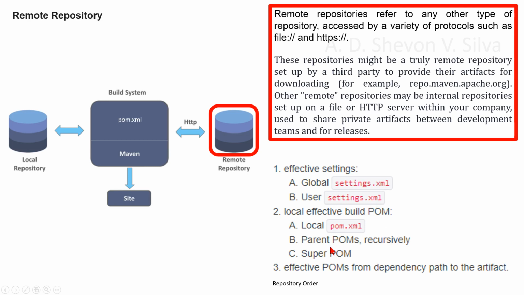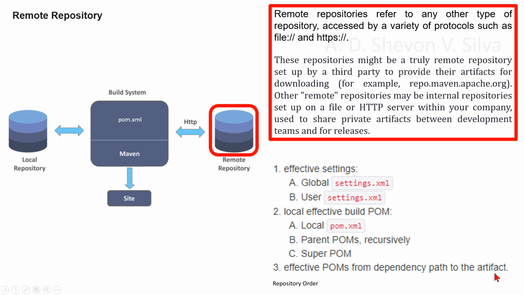Remote repository URLs are queried in the following order for artifacts until one returns a valid result. The effective settings, then global settings.xml, then user settings.xml, the local effective build POM, the local pom.xml, parent POMs recursively, and super POM, then the effective POM's dependency path to the artifact.